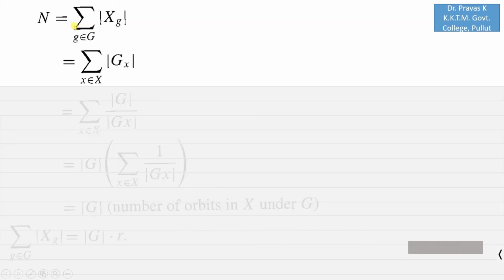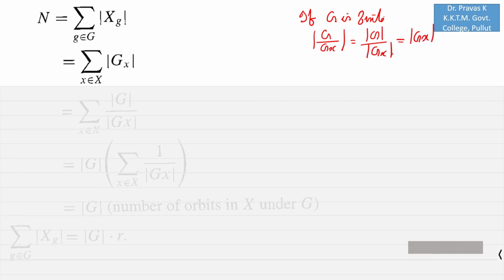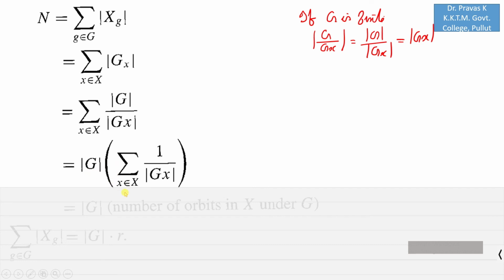Now since n is equal to sigma order of Xg, which is equal to sigma order of G suffix x, if we apply the previous theorem, we know that since G is finite, we can have order of Gx replaced with the order of G over order of the orbit Gx. Now order of G is the number of elements in the group, and that is a constant. So you can rewrite this as order of G into sigma over x of 1 over order of the orbit Gx.